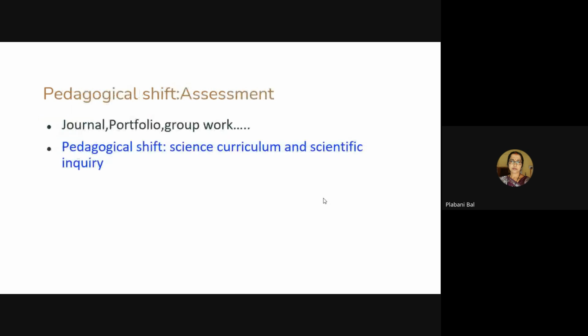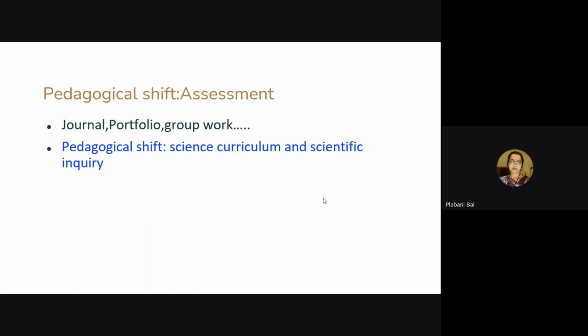Okay, another thing is there, but it is missed, I think. Okay. Another shift is in the science curriculum and scientific inquiry. Science curriculum, I think we discussed yesterday. So, what is the major shift? I will tell you some points.